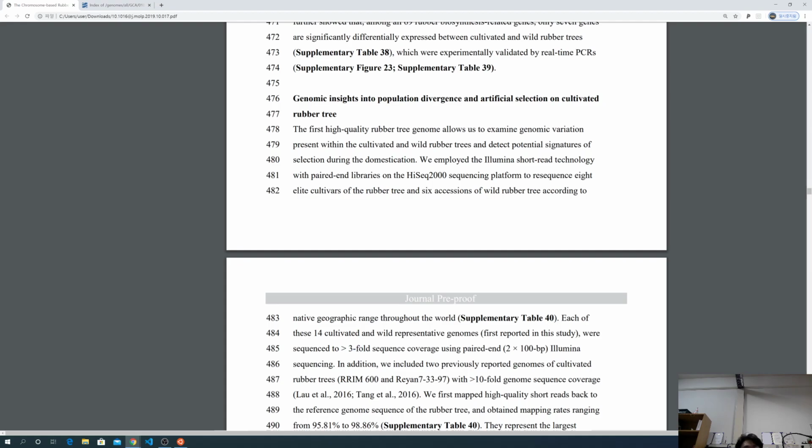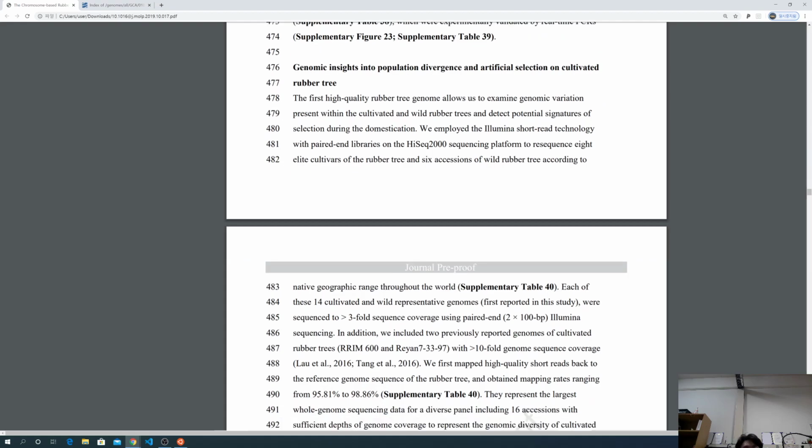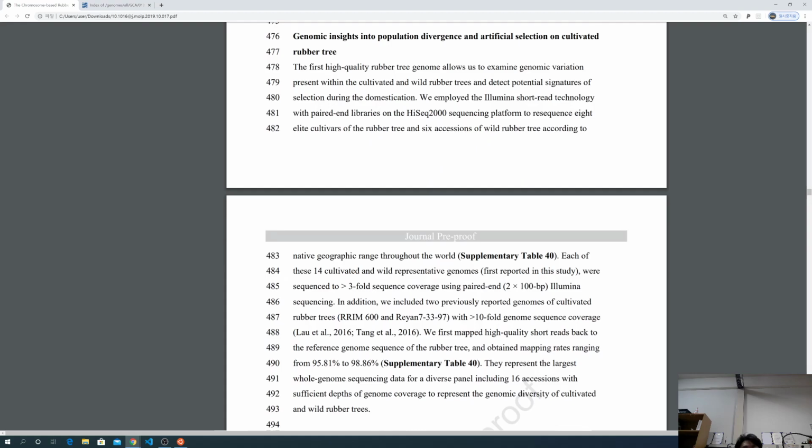In addition, they included two previously reported genomes of cultivated rubber tree. Okay, so this is already published. So it was more than tenfold. We first mapped high quality short reads back to the reference genome sequence of the rubber tree.